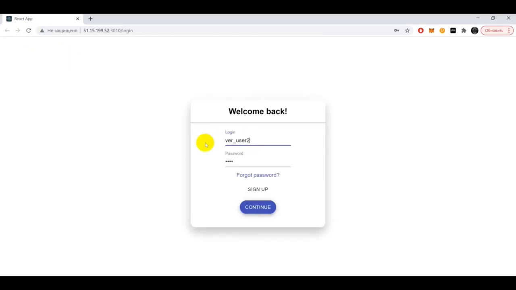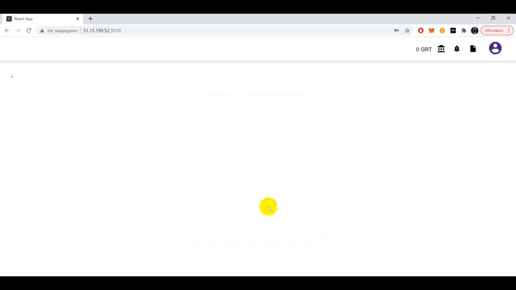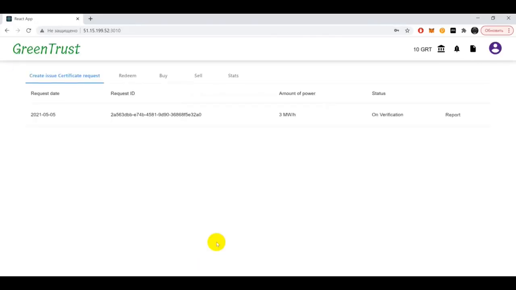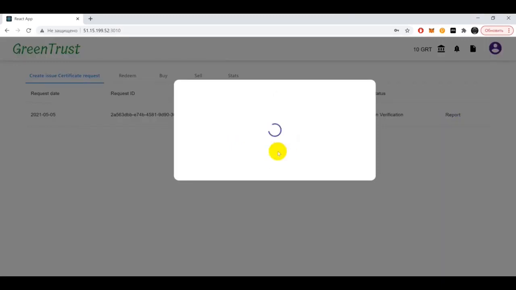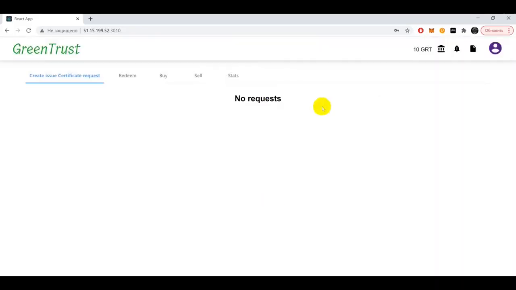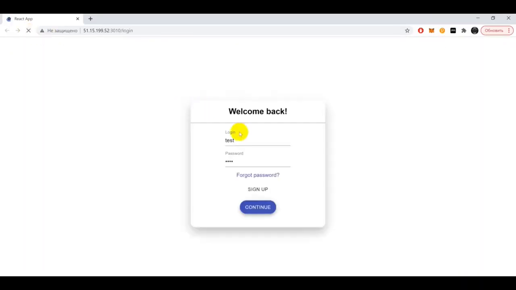And again, verifier is usually something automated, like a mathematical model of how much solar energy can be produced given the solar conditions at the given time. But of course it can be manual as well, so we'll report that a maximum of 5 megawatt hour can be produced at this time. So our 3 megawatt hour of certificates is way lower than this, and they can be issued automatically.